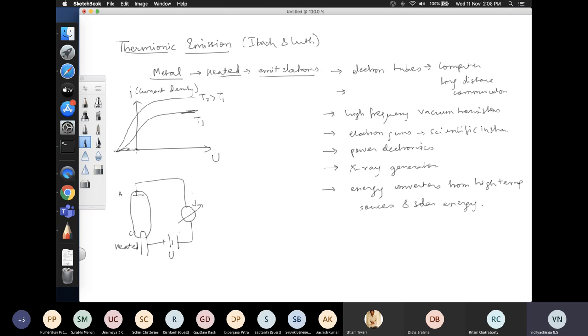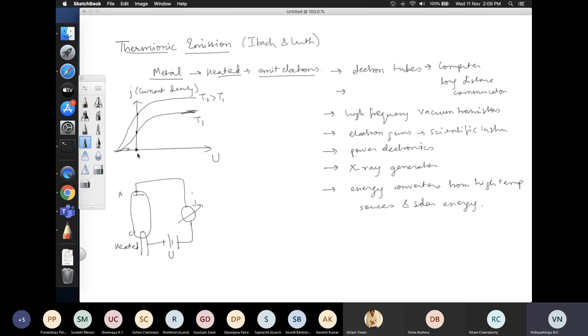Let's focus first on U equal to zero, which means there is no bias at all, right? So if there is no bias, then it's pure thermal emission. I'm just heating the cathode, the electrons are coming out and they're hitting the anode. And because of that, I get a current J, right? So that is this value. And as you can see, if I'm increasing the temperature, then this current density is increasing. So there is a higher probability of the electrons to come out and hit the anode, right? And this is all happening at zero bias.